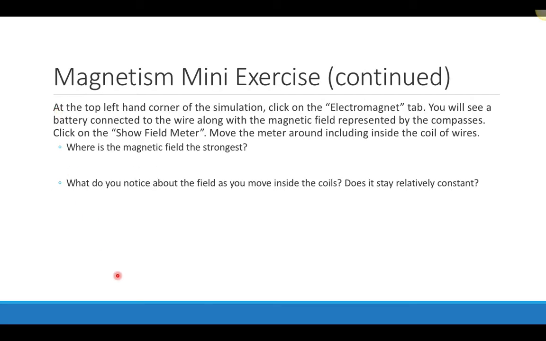So what we're going to do is look again at one of those PhET simulations, and we're going to answer a couple of questions. At the top left-hand corner of our simulation, we're going to click on electromagnet, and we're going to see a battery that's connected to a wire, and a magnetic field that's represented by the compasses. We're going to click on show the magnetic field meter, and then move the meter around inside the coil of wires. We're going to see where the magnetic field is the strongest, and what we notice about the field as you move inside the coils. Does it stay relatively constant?